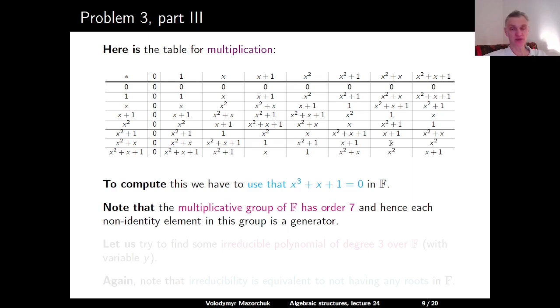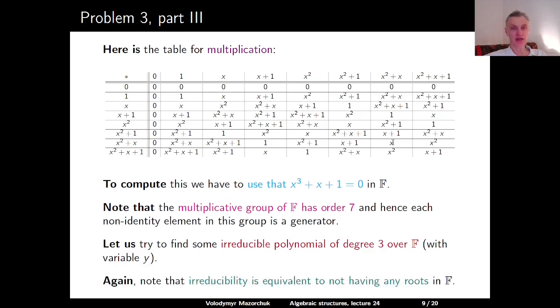Let us note that the multiplicative group of our field has order 7. 0 is not an element there, so everything else but 0. We have 7 elements, and 7 is a prime number, and the multiplicative group is cyclic. So it means that all elements in that multiplicative group, apart from the identity, are generators. So let us try to find some irreducible polynomial of degree 3 over F. And in order to distinguish it, so the elements of our field F are polynomials, so we need to take a different variable. We take variable y. And again, note that irreducibility is equivalent to not having any roots in our field F.